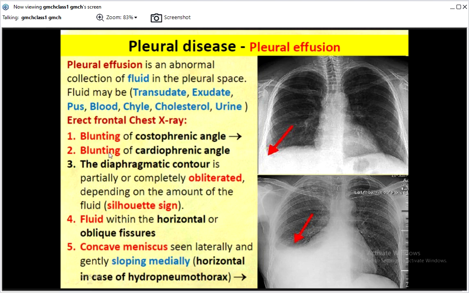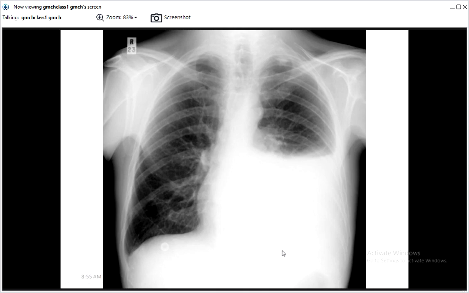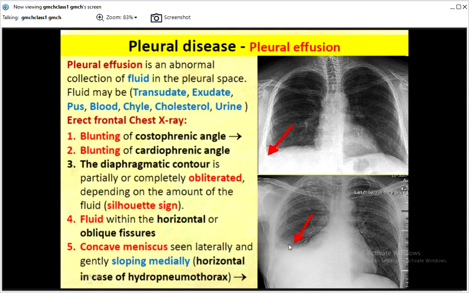If there is significant effusion, there may be blunting of the cardiophrenic angle also. The diaphragmatic contour is partially or completely obliterated depending on the amount of the fluid. Okay, so here you can see you cannot visualize the diaphragm. Usually you have a convex diaphragm. This is a concave sign. Okay, so you can make out fluid within the fissures of the lungs. And usually you have a concave meniscus seen laterally and gently sloping medially.